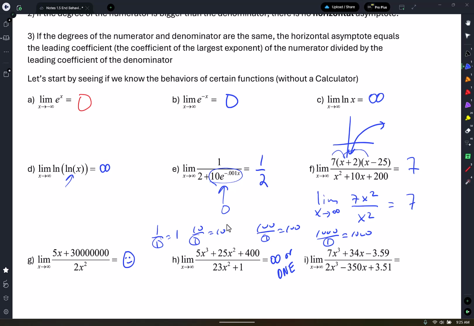So I'm not converging to any number. That's why it does not exist. I just keep growing unbounded. Does that make sense, guys? The better answer is infinity because of the behavior, but does not exist is a perfectly acceptable answer. Are we cool? Okay. What about letter I? 7 over 2.